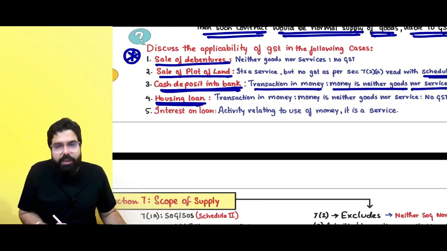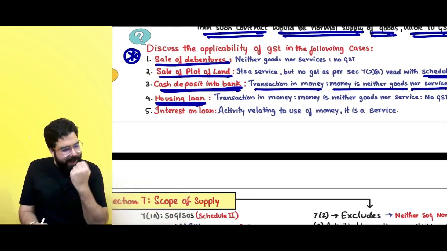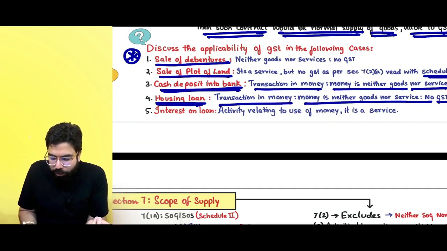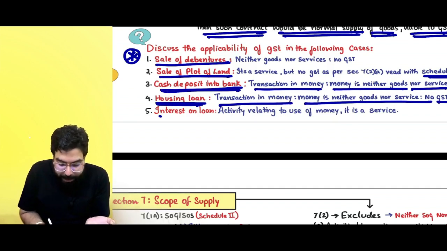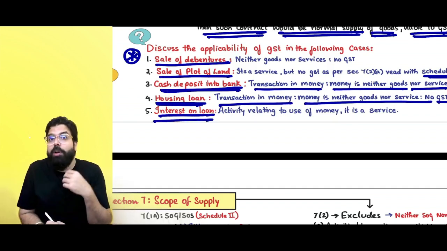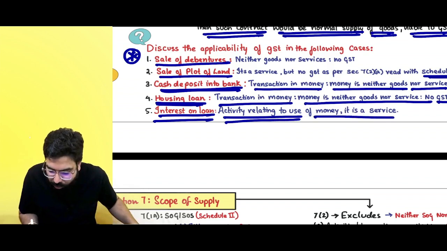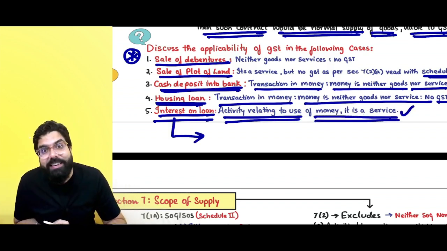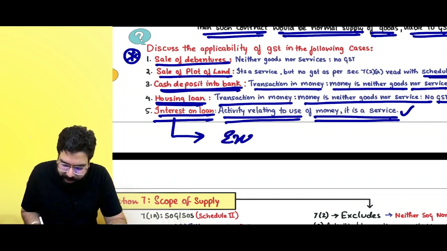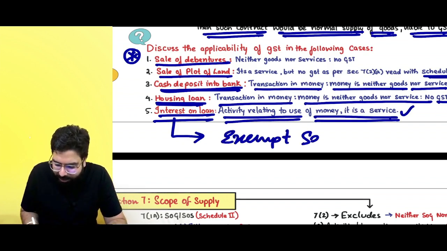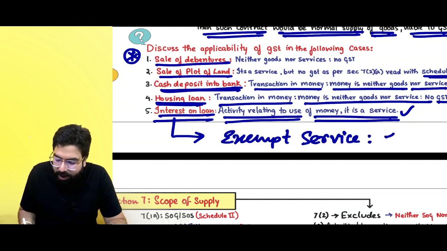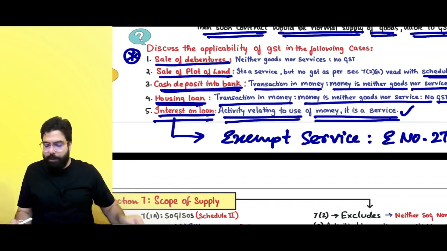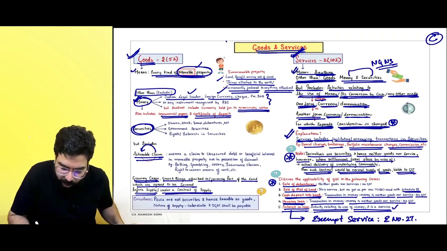Housing loan: I took a loan of 10 lakh rupees from the bank. That 10 lakh rupees is a transaction in money. Money is neither goods nor service, so no GST. The bank charged me interest on the loan amount. That is an activity relating to the use of money, so it's a service. But I hope you remember, interest is an exempt service, so GST doesn't come. Interest is an exempt service under entry number 27 in your exemption chapter.